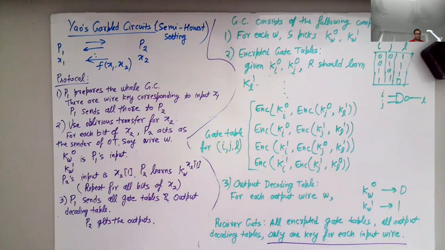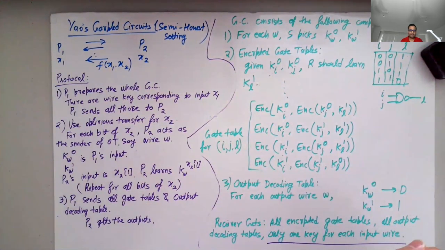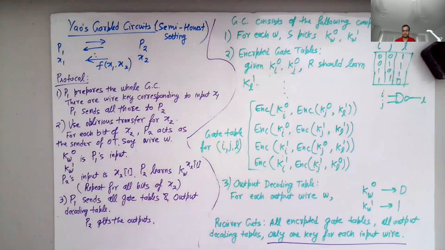So how do we argue that P2 doesn't learn, for example, P1's input? So it seems that it's easy to argue that P1 is not learning anything, right? Because P1 prepares the garbled circuit, P1 sends everything. P1 doesn't really receive any messages from P2, except for messages in oblivious transfer, right? But in oblivious transfer, anyway, the sender doesn't get anything, right? So this whole protocol is essentially zero knowledge for P1.